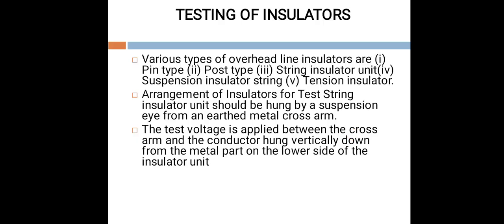Today we are going to discuss testing of insulators. Various types of overhead line insulators are pin type, post type, string insulator, suspension insulator, and tension insulator.